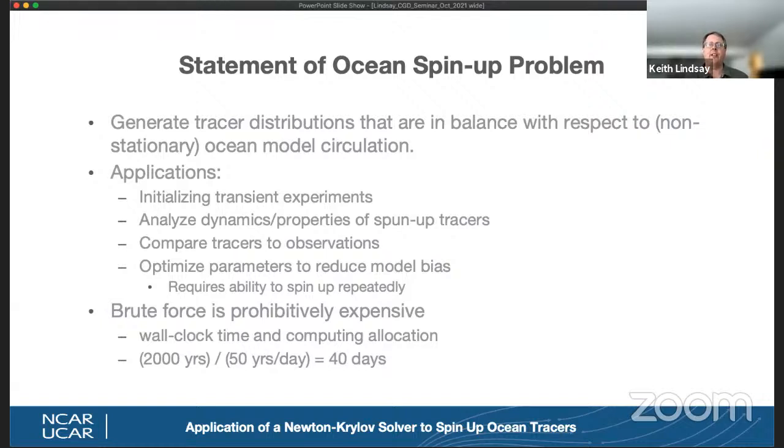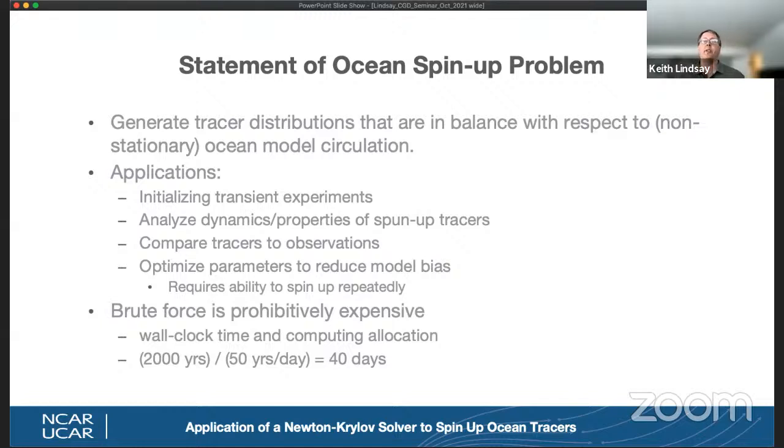There are many applications for doing this. One that I talked about in the previous slides is initializing transient experiments. Another is just to be able to cleanly analyze the dynamics and properties of spun up tracers. If your tracers are drifting and you have nonlinear dynamics between those tracers, then you might not be seeing the nonlinear interactions between them with drifting tracers. That is, the nonlinearities might evolve over time as the tracers spin up. And you want to know, well, what is the final state of the model if we were going to make conclusions about how your model behaves.